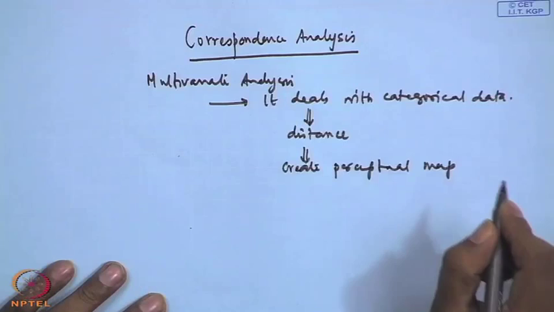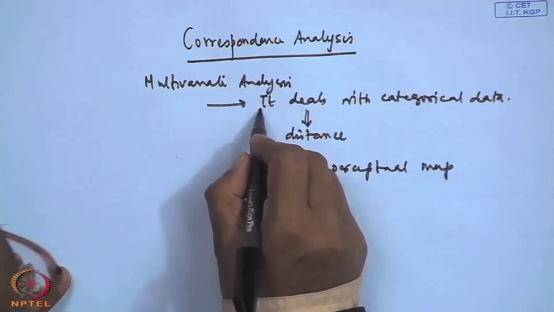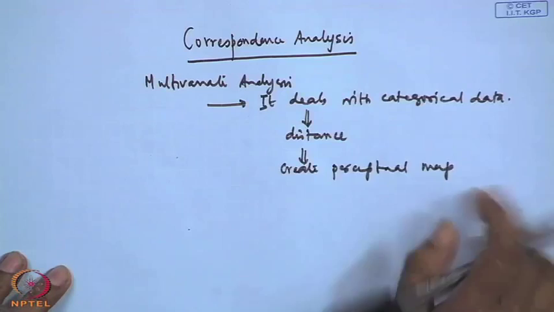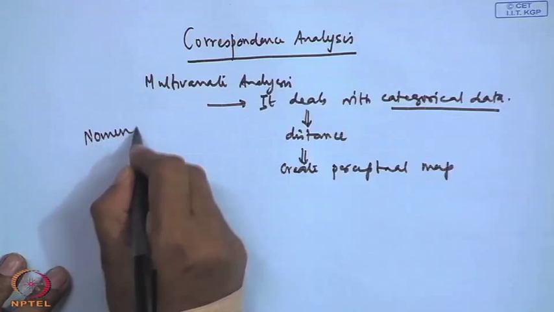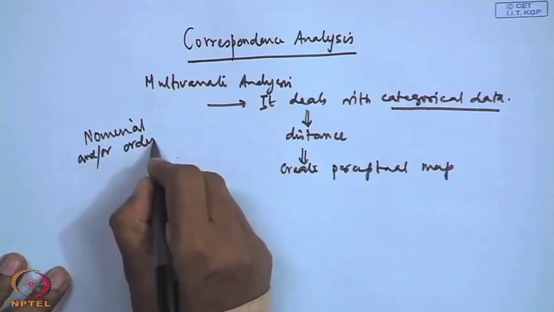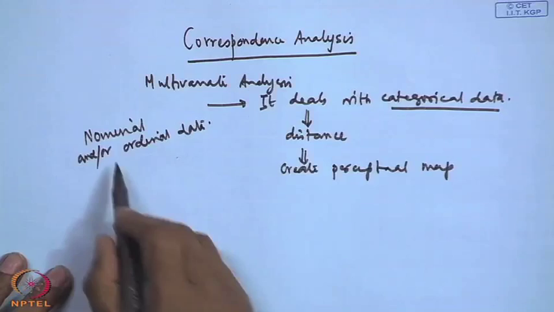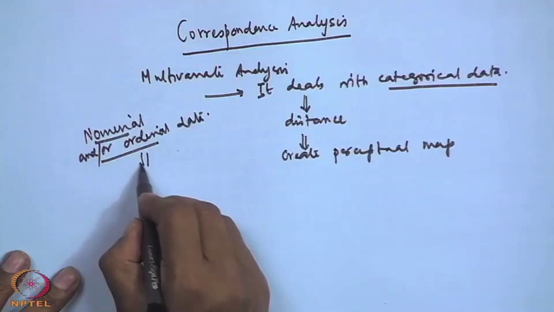So one of the advantages of correspondence analysis is that it can work with categorical data. By categorical data we mean nominal and/or ordinal data. Actually, in correspondence analysis, the data are observed in terms of counts or frequency.